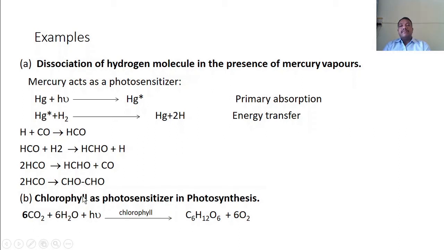Another example of a photosensitizer is chlorophyll. Chlorophyll acts as a photosensitizer in photosynthesis. We know that green plants prepare carbohydrates with the help of carbon dioxide and water, on exposure to sunlight, in the presence of chlorophyll. Here, the chlorophyll acts as a photosensitizer.